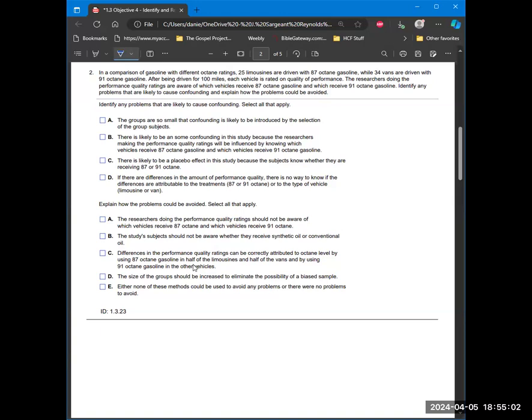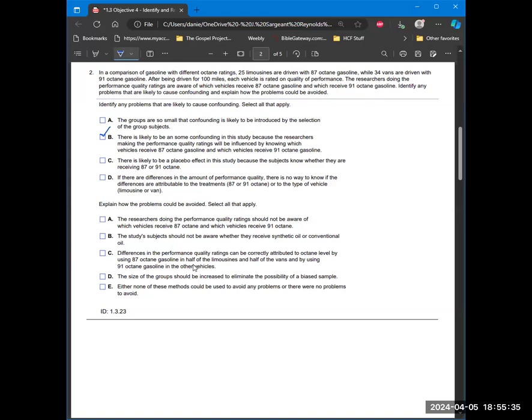So let's look at this. The groups are so small that confounding is likely to be introduced by the selection of group subjects. No, that's not true. There's likely to be some confounding in the study because the researchers making the performance quality ratings will be influenced by knowing which vehicles received 87 octane gasoline and which vehicles received 91 octane gasoline. That's possible. There is no blinding, so that's a problem.